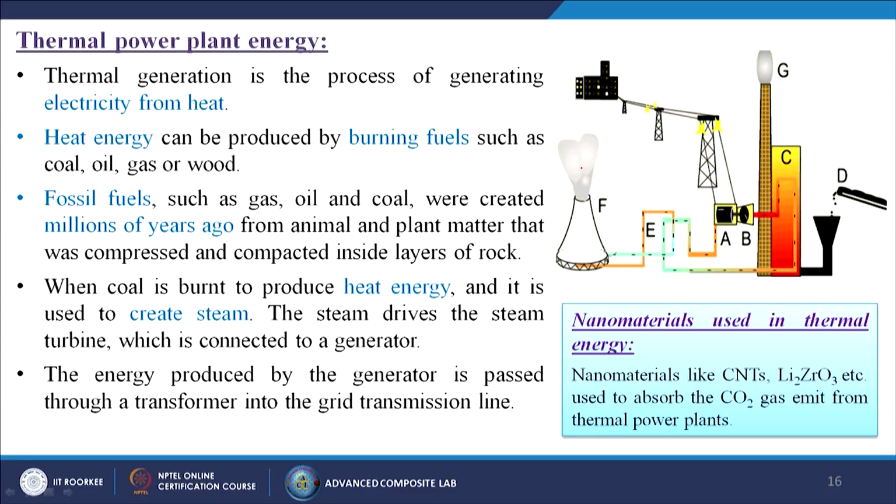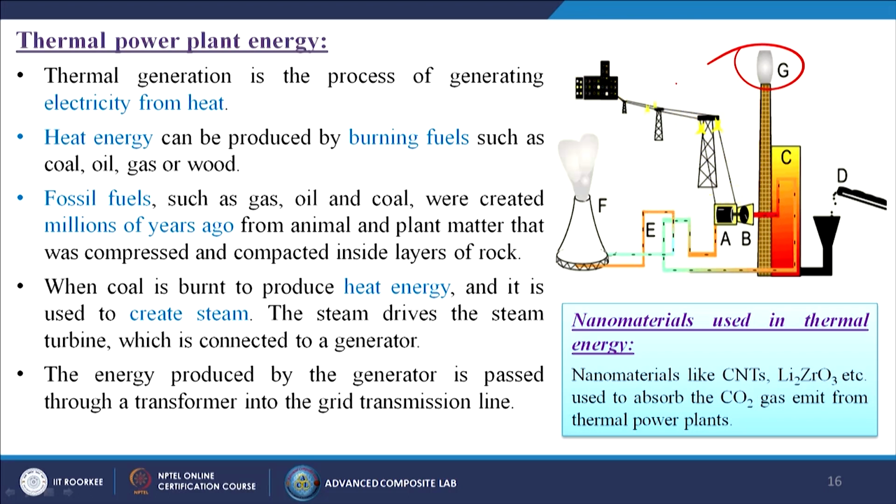Next one is called thermal power plant energy. Thermal generation is the process of generating electricity from heat, but there is a problem. It is not good for the environment, because we are burning some kind of petroleum products like coal or some kind of oil, which generates high heat. Due to that high heat, we are heating the water to generate steam, and then we are generating the electricity.